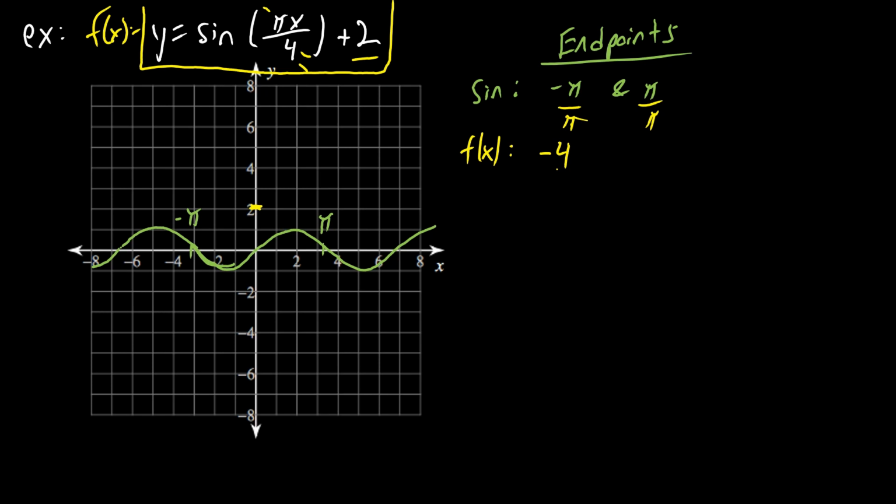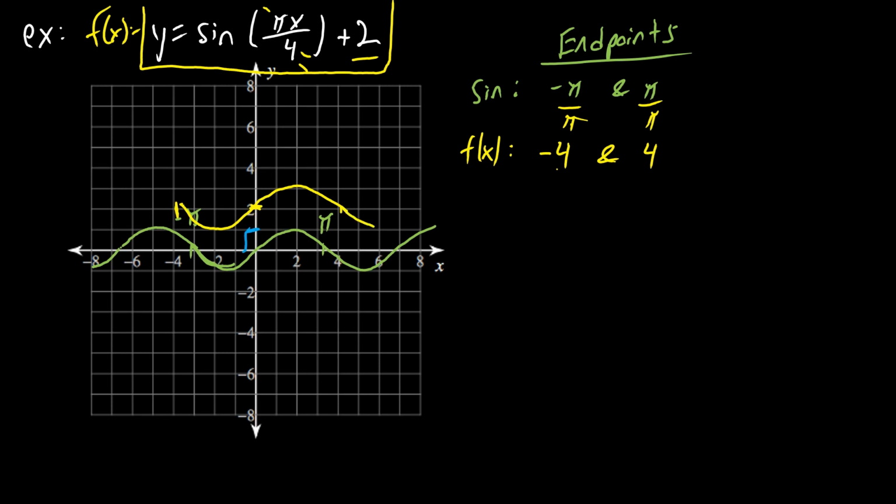Pi over pi is 1. Multiply that by 4. We have 4. And we know our amplitude for sine of x is just 1. I can put this in blue. That's just your amplitude. Nothing changed with amplitude as we didn't change any vertical scaling here. So we can come up here. Our endpoints are at negative 4 and 4. So all you do is it follows the same exact pattern as the other graph.